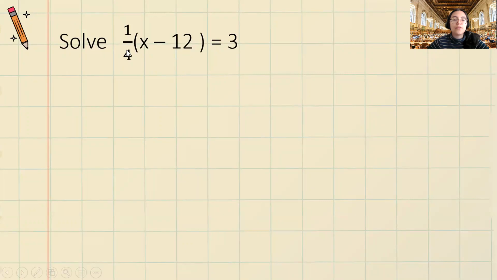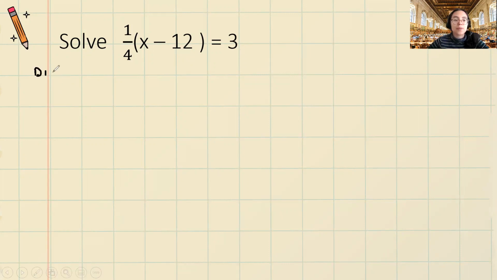Here I have 1/4 times x minus 12, and that is equal to 3. So you could do this one of two ways. You can distribute, if you would like, or you can simply multiply by the reciprocal of this fraction on both sides. So actually, let's do it.